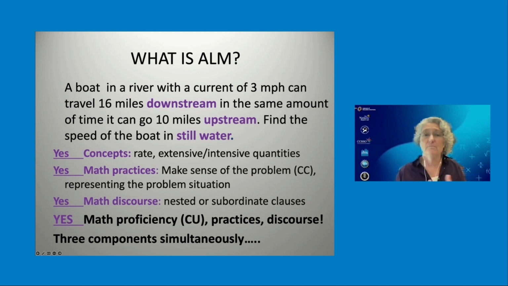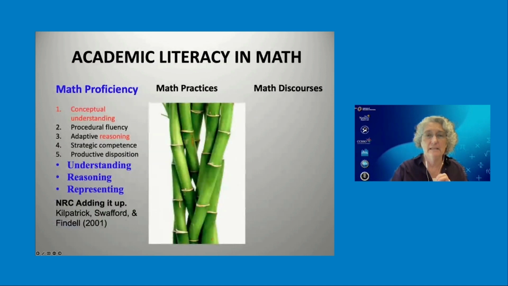And then the third component is math discourse. You might have noticed how long that first sentence goes on for. A boat in a river with a current of 3 miles per hour. And it continues. Those are called either nested or subordinate clauses, and they're typical of mathematical discourse, particularly for word problems. So what academic literacy in mathematics is: math proficiency, particularly CU, which is for conceptual understanding, practices and discourse, and those three components work together simultaneously.